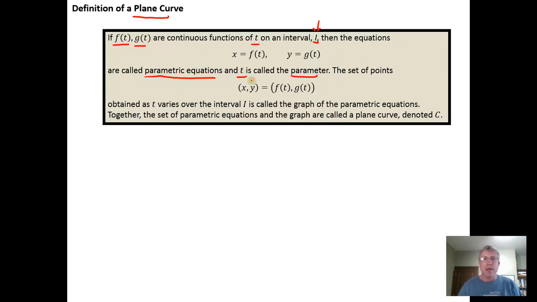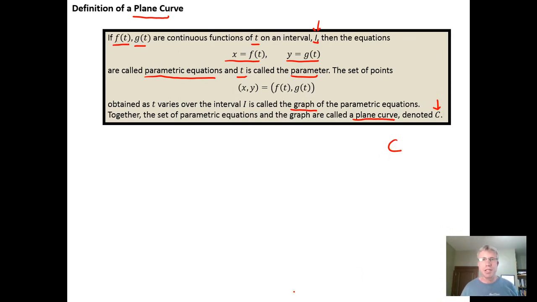So as t runs over its interval, x and y take on values, and if you graph the values that x and y take on as t runs over the entire interval, the graph that you get in conjunction with the parametric equations defines a plane curve. And in calculus, it is common to use an uppercase C to denote a plane curve.